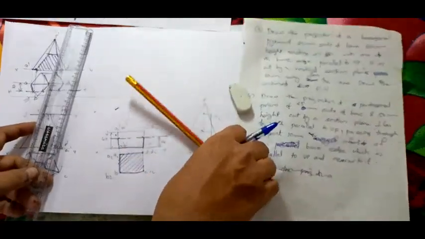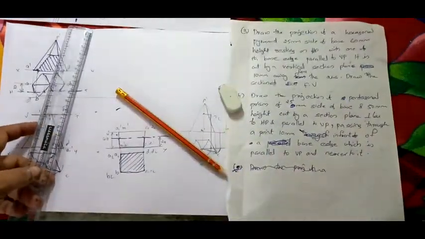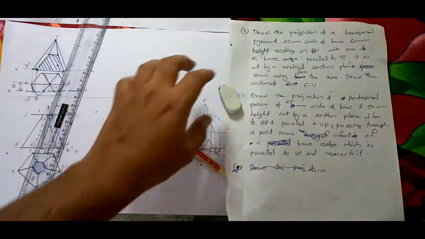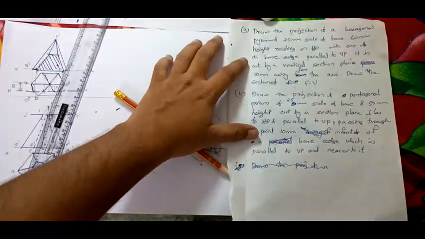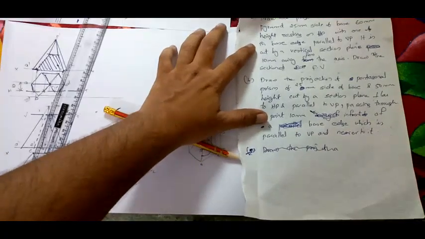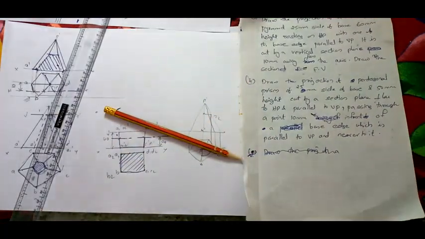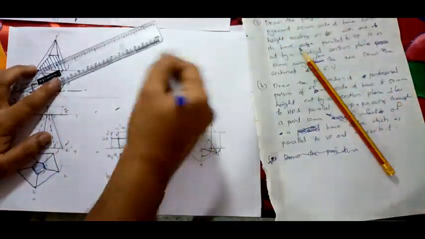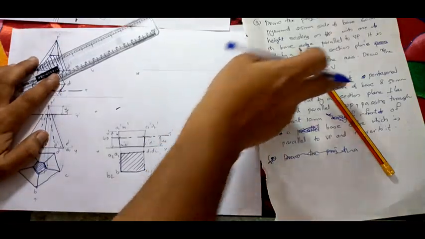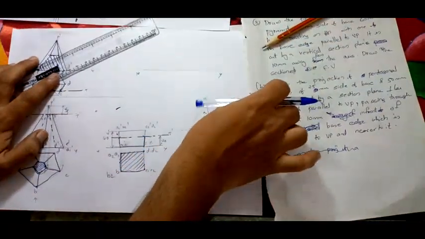Here they have told all the projection of a pentagonal prism of 25 mm side and height 50 mm, cut by a section plane perpendicular to HP and parallel to VP. Perpendicular to HP and parallel to VP. Now I will draw the XY line here. We have drawn the XY line. Cut by a section plane. Before that, 25 base edge, 50 mm height.